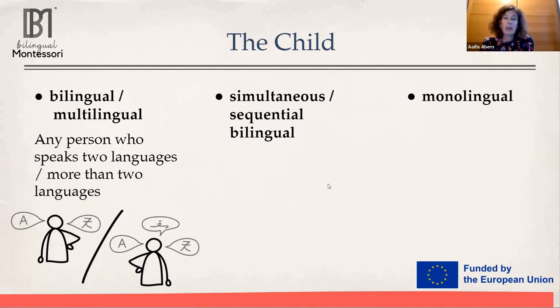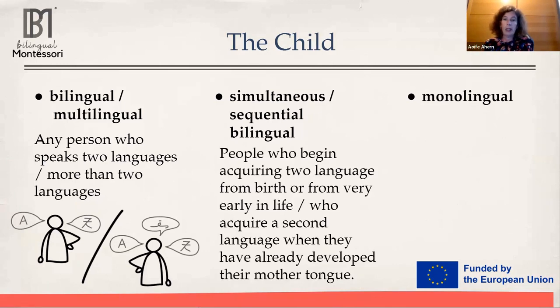So referring to the issue of starting from birth is this concept of simultaneous bilingualism as opposed to sequential bilingualism. And this is about the process that the child grows through. A child who's a simultaneous bilingual has acquired more than one language from birth, or two languages if we use the word bilingual, or very early in life.